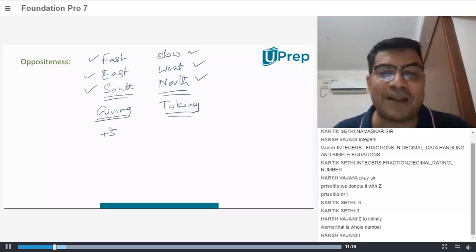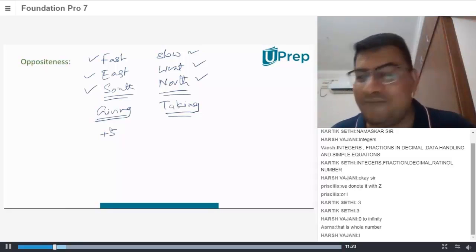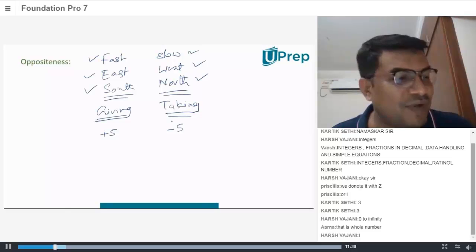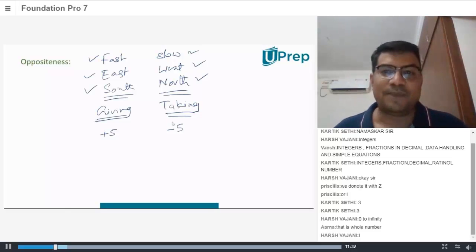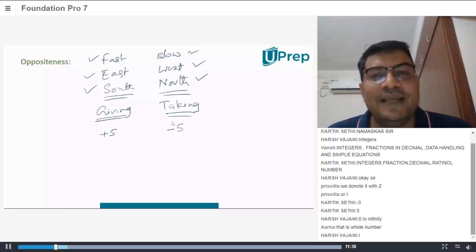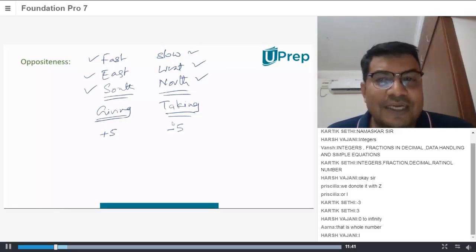But from the context of our problem, can I say taking away is more of a negative feeling? Can I say it is -5? Yes. Can I represent that as -5? Yes. If I represent giving five chocolates as +5 and taking away 5 chocolates is -5. Okay, so that's a representation of understanding.